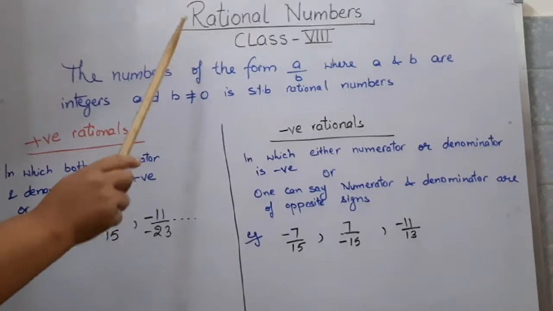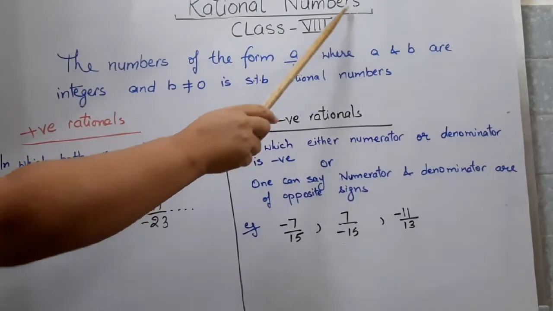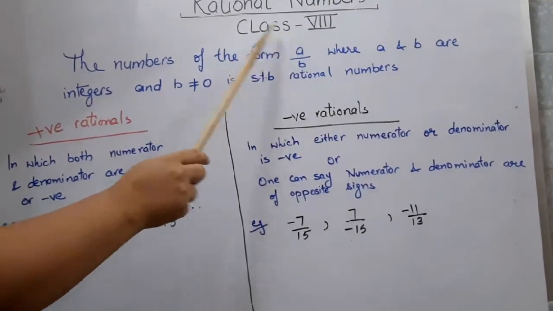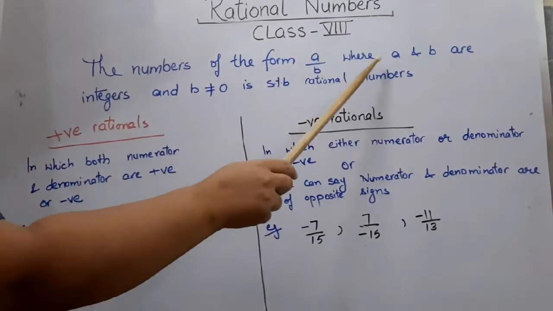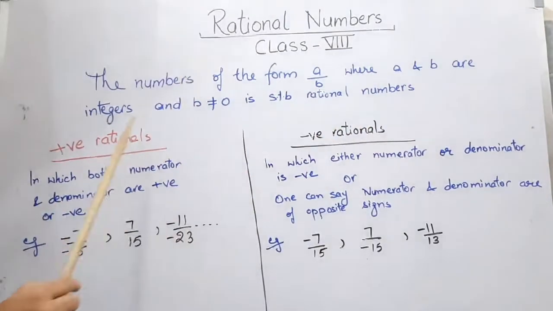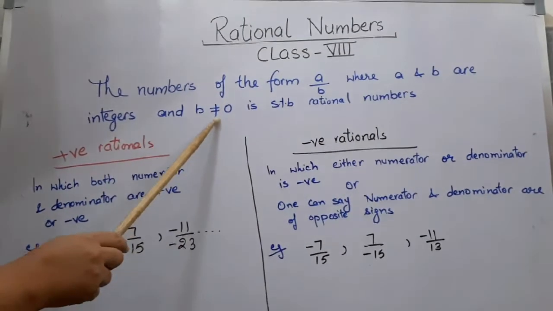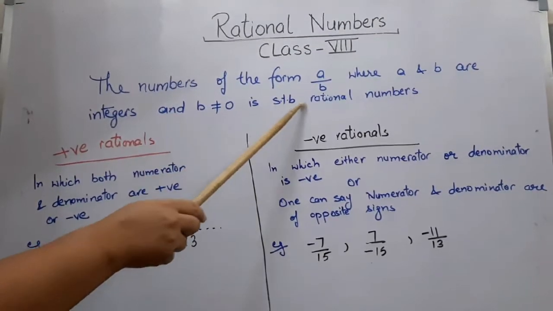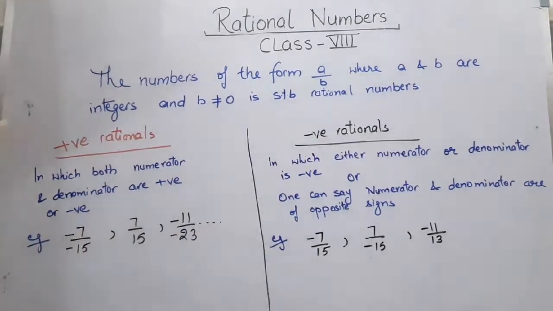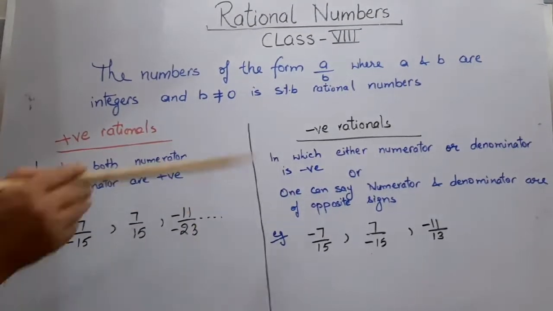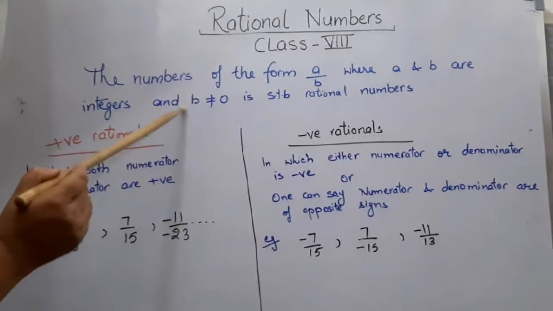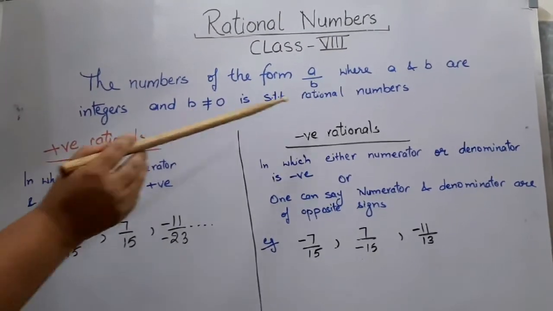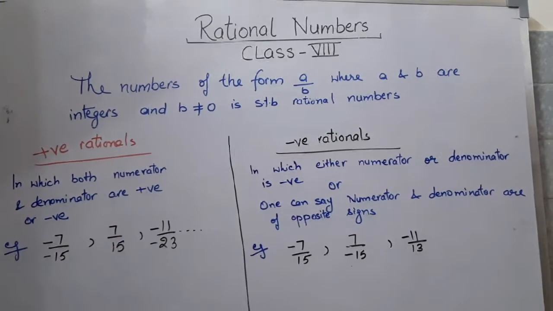Today we are going to learn about rational numbers for class 8th. The number of the form a by b, where a and b are integers and b is not equal to 0, is said to be a rational number. That means any number in numerator and denominator form, where the denominator is not equal to 0, is said to be a rational number.